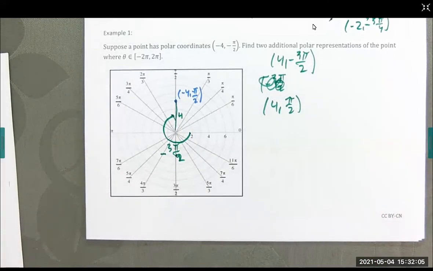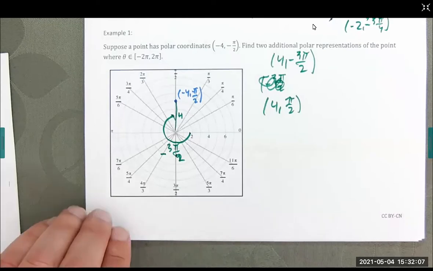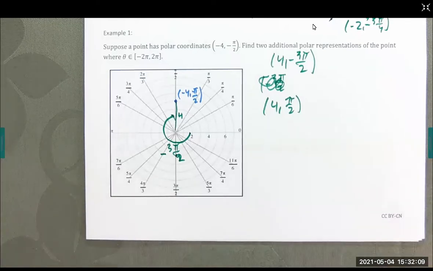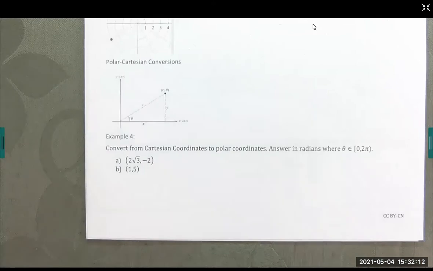And we could find others. But you can see it's not particularly difficult. You just have to kind of open up your mind a little. All right, let's try another one.